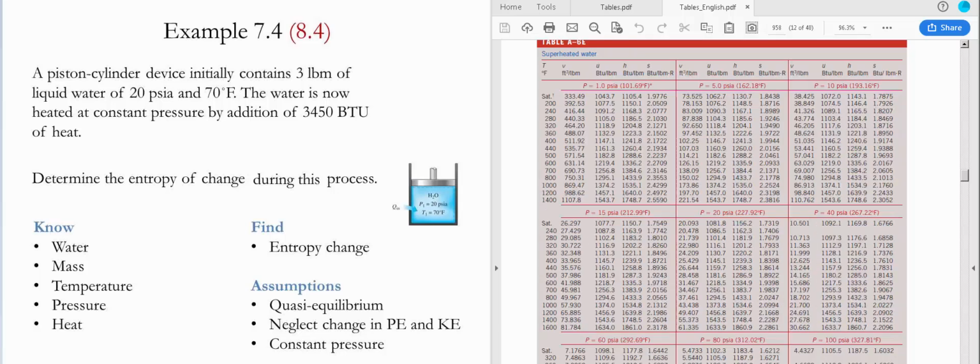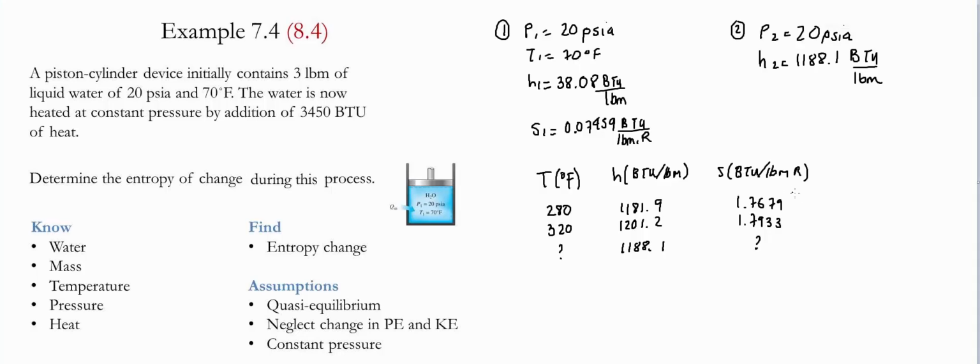Now we go to table A6E for superheated vapor, and we go to 20 psia for pressure, and the value that we're looking for is for enthalpy, 1188.1, which is between 1181.9 and 1201, corresponding to temperatures between 280 and 320. So we're going to do interpolation between these two values in order to determine the value of entropy at this particular state. These are the values that were obtained from table A6E.